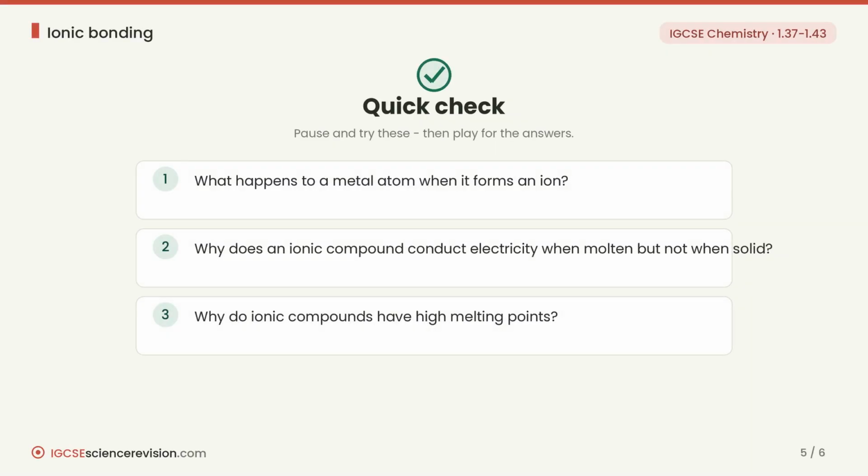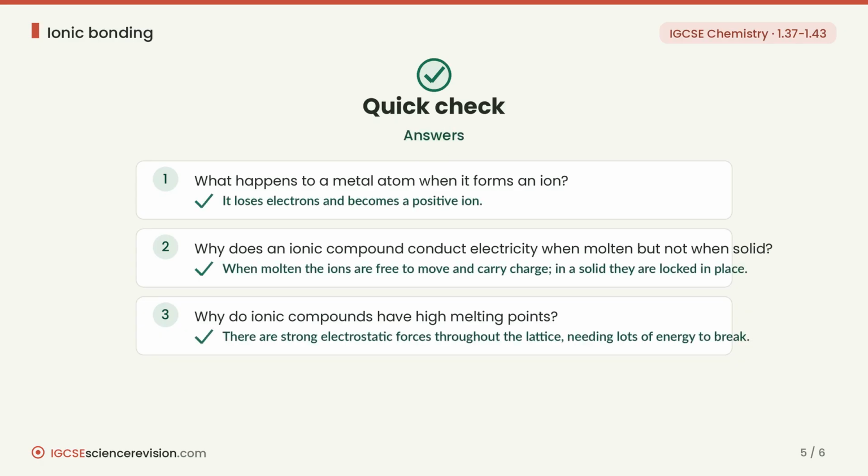Let's check what you've learned. Question 1. What happens to a metal atom when it forms an ion? Question 2. Why does an ionic compound conduct electricity when molten, but not when solid? Question 3. Why do ionic compounds have high melting points? Pause the video and have a go. 3, 2, 1. Here are the answers.